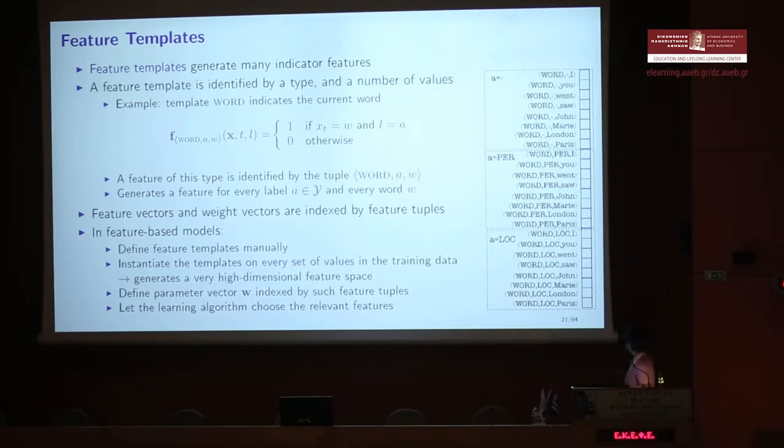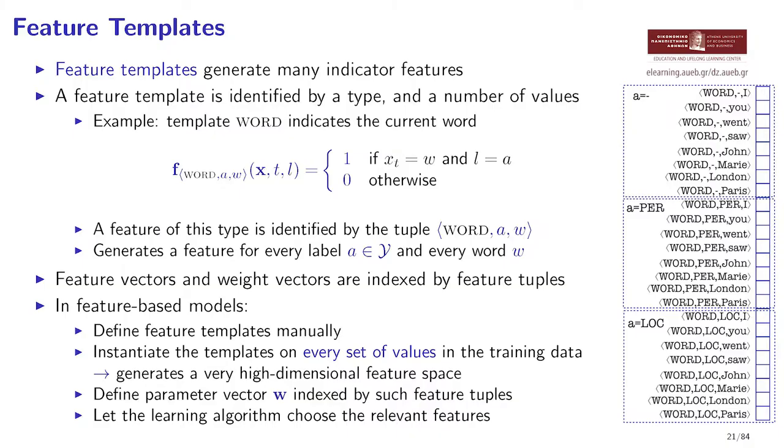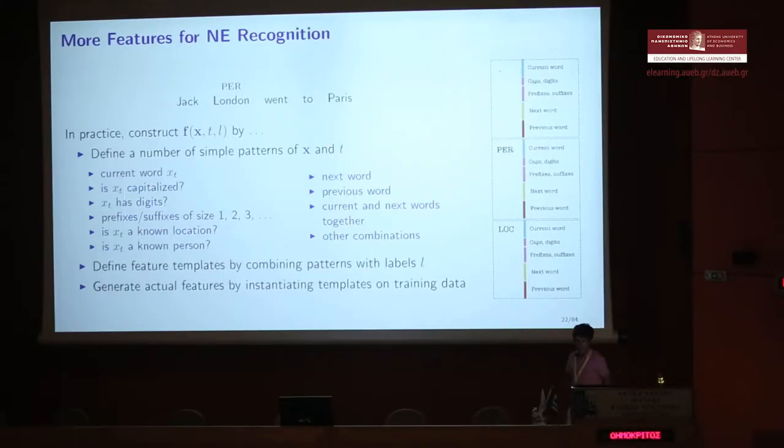Like there's combinations of locations and words that have nothing to do with our problem. We let the learning algorithm choose which are the relevant ones. Okay, so we generate a large number of features and we rely on learning to set up the right weights. So let's wrap up these more features for named entity recognition.